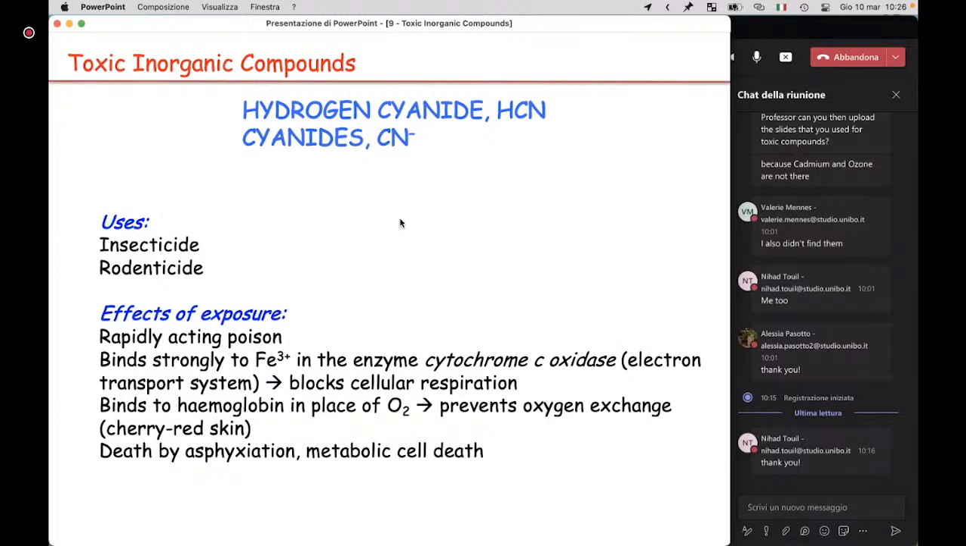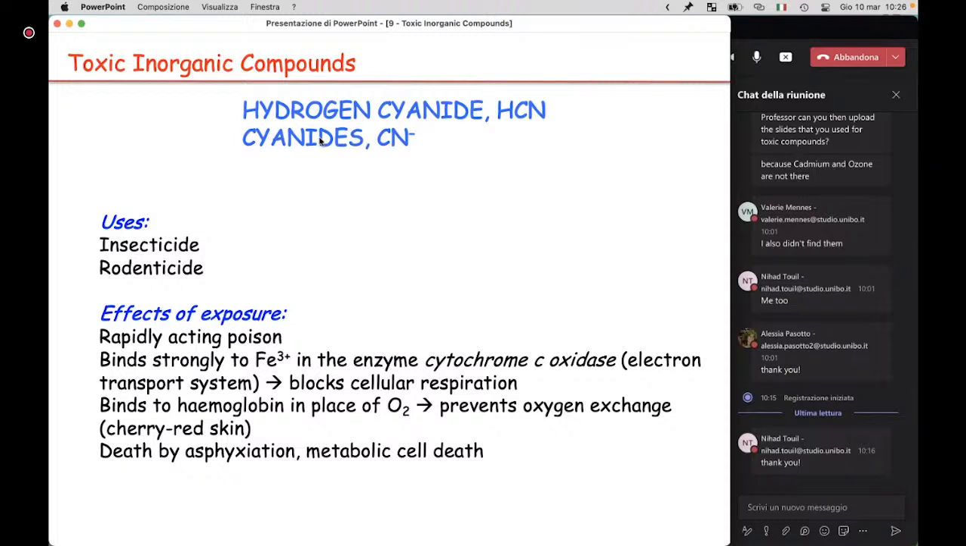Hydrogen cyanide, and in general cyanides, are still used as insecticides and rodenticides against mice and rats in homes. Of course, it is poisonous. I think it is the most famous poison all over the world. All the mystery novels and movies always included either arsenic or cyanide poisonings.